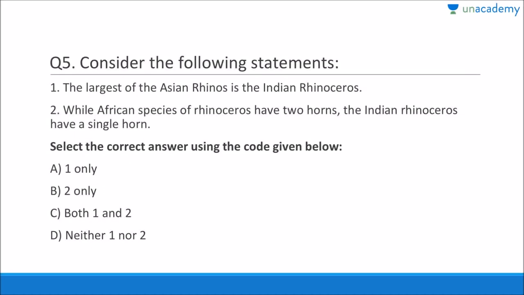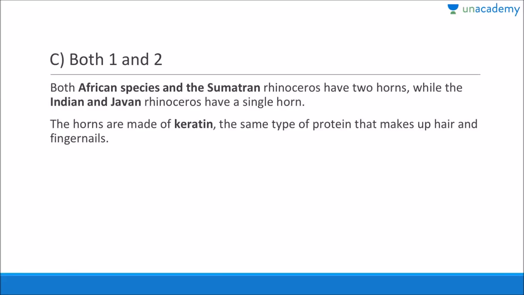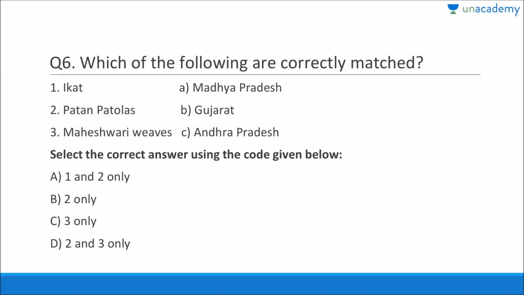Question number 5, the largest of the Asian rhinos is Indian rhinoceros. Yes, in Asia it is the largest. While African species of rhinoceros have two horns, the Indian rhinoceros has a single horn. This is also correct. So answer is C, both 1 and 2. So both African species and the Sumatran rhinoceros have two horns, while the Indian and Javan rhinoceros have a single horn. The horns are made up of keratin. So keratin, what is keratin? It is a protein that also makes up your hair and fingernails, etc. So answer is C, both 1 and 2.